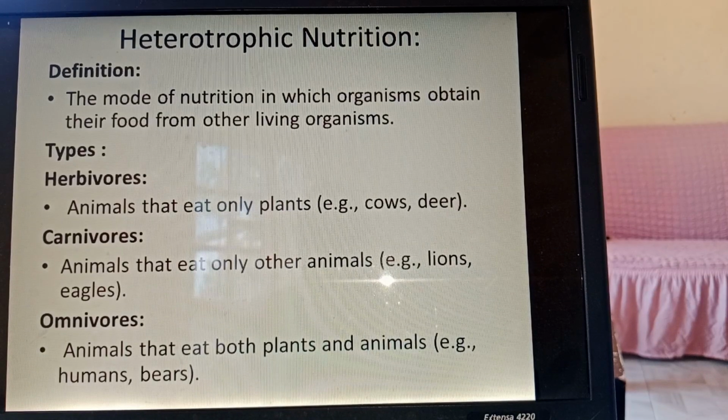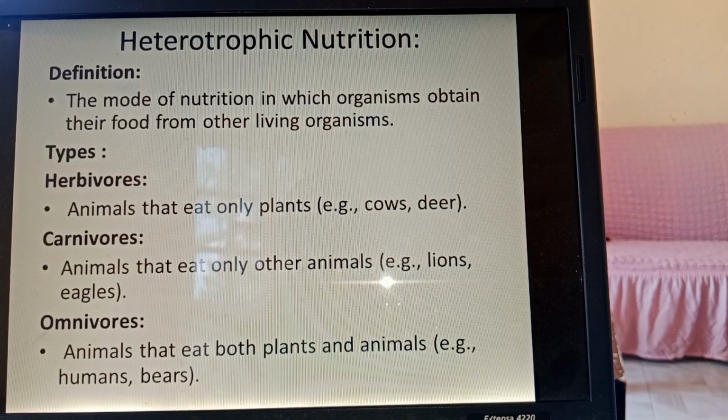Heterotrophic nutrition. This is the mode of nutrition in which organisms obtain their food from other living organisms. For example, the herbivores are animals that eat only plants, e.g. cows or deer. Carnivores are animals that eat only other animals, e.g. lions and eagles. Omnivores are animals that eat both plants and animals, e.g. humans and bears.